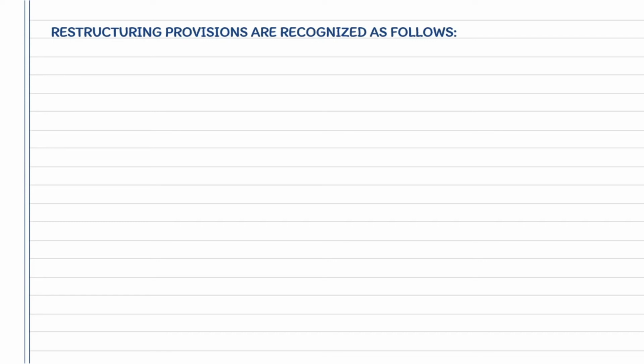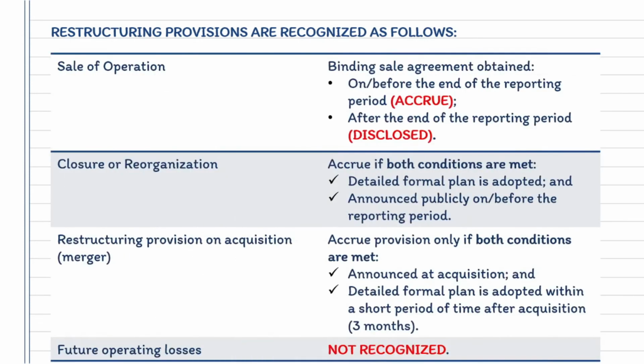In recognizing provision for restructuring costs, sinusunod pa rin natin yung general recognition criteria. But in addition to that, kinoconsider din natin itong mga sumusunod. In case of sale of operation, nire-recognize lang siya as a provision if yung binding sale agreement is na-obtained on or before the end of the reporting period. Kapag after reporting period na siya na-obtained, then disclosure na lang.